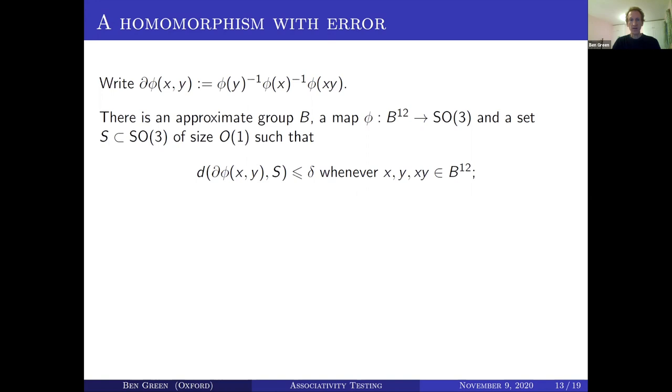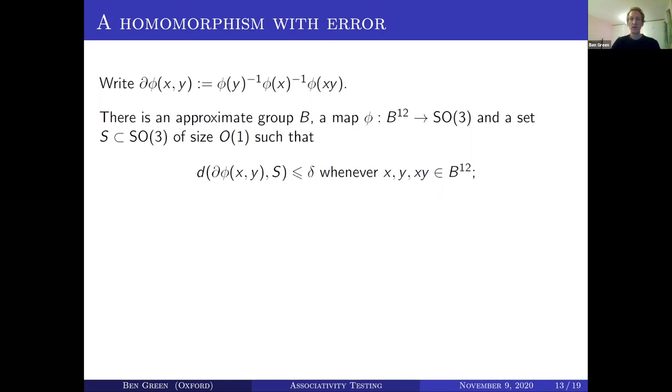such that the following is true. Whenever x, y, and x times y lie in this B, or B to the 12, phi is a homomorphism up to errors in this bounded set S, and of size at most delta. So I've written it in terms of the co-cycle. So phi of xy differs from phi of x times phi of y by something that is in this bounded set S and very small. So we have this sort of weak homomorphism property.